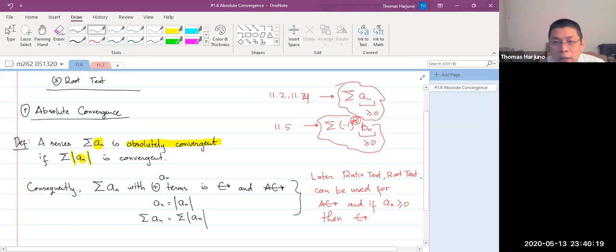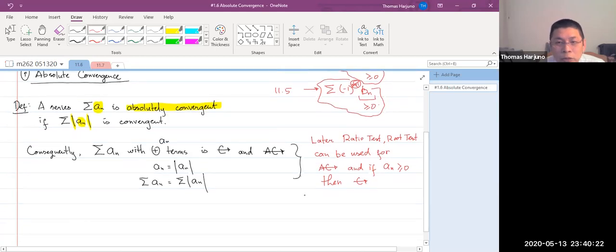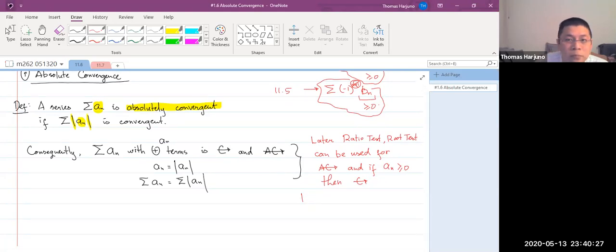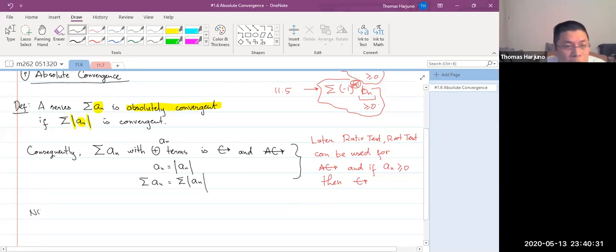Okay. In fact, maybe I say it another way. Also note that if a series is absolutely convergent, then the same series is convergent.